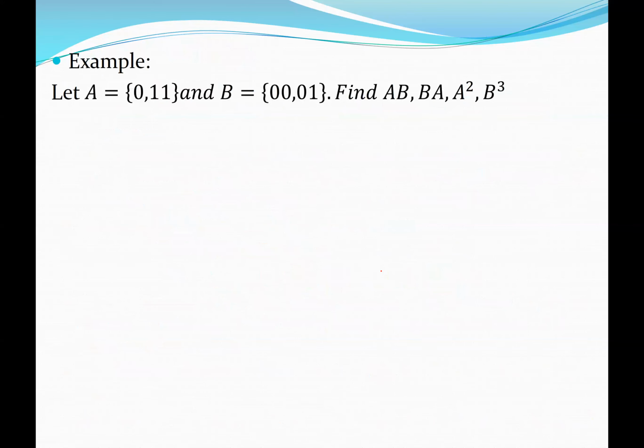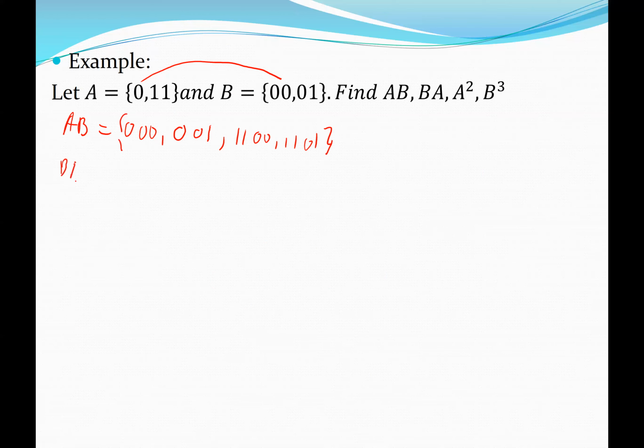Let's get to another example here. We can find AB, BA, A squared, and then B to the third. You can see here AB is quite straightforward. We take that and distribute over there. So again, A will be first, 0, 0, and then 0, 0, 1. The next one is 1, 1, 0, 0, and then 1, 1, 0, 1. So that's AB.